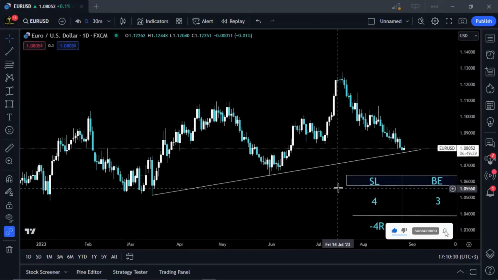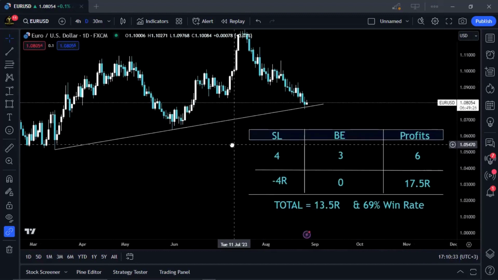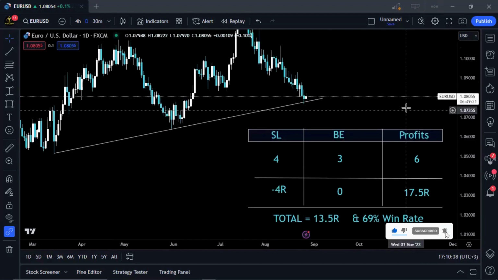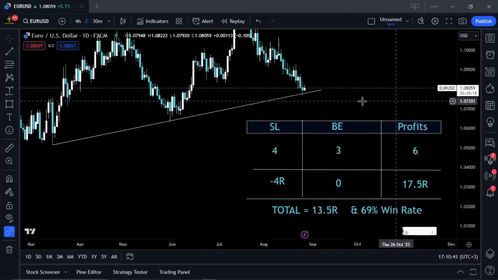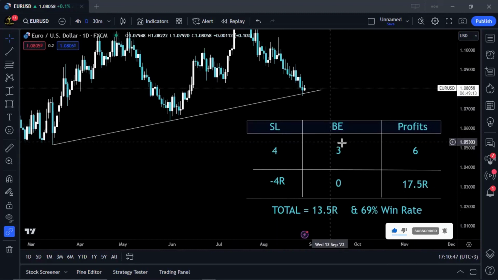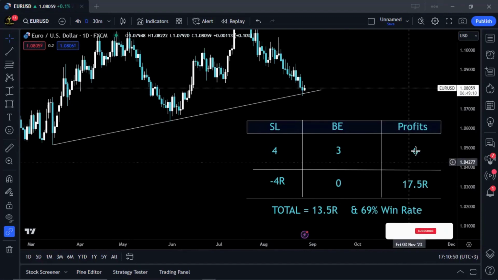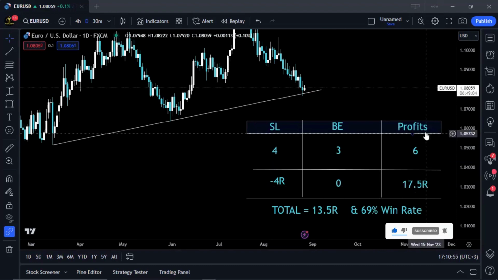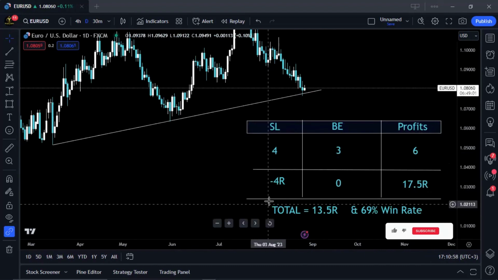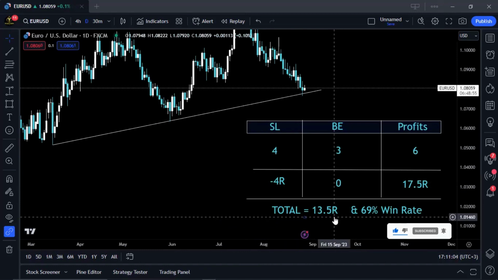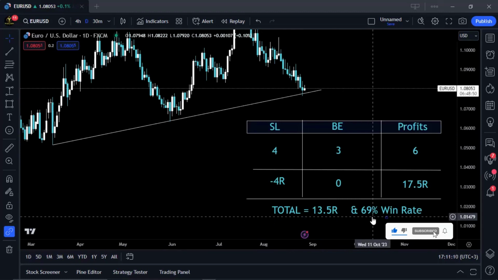But before we do that, these are the stats for the past 3 months. For the EURUSD pair, we had 13 trading opportunities. 4 of them hit SL, 3 went break even, and 6 of them we closed in profits. That gives us a total of 17.5 R in profits, 0 R break even, and negative 4 R in stop loss, with a net total of 13.5 R in profits. So that gives us a 69% win rate.